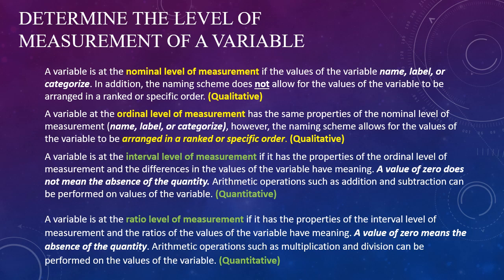Okay? The final level of measurement is the ratio level of measurement, and it again has those same things as name, label, or categorize, and those values have meaning like in the interval level. But here a value of 0 means the absence of the quantity. So if you see 0 there, there is no measurable quantity for that variable, and arithmetic operations like multiplication and division can be performed on these values of the variable. And that makes sense when you think of a ratio, because what is a ratio?